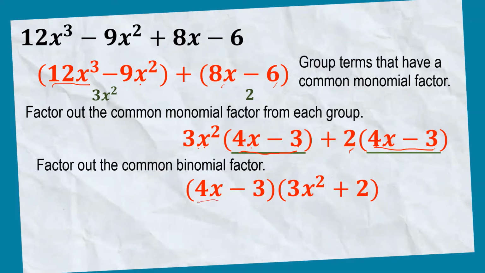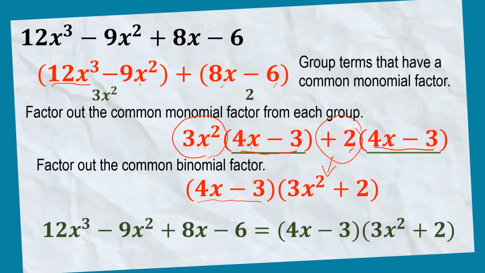So pag-iisahin lang po natin si 4x minus 3 dito, at ang matitirang 3x squared plus 2 ay mapupunta po dito sa pangalawa. At ang magiging factored form po ng 12x cubed minus 9x squared plus 8x minus 6 is equal to the product of the binomials 4x minus 3 and 3x squared plus 2.